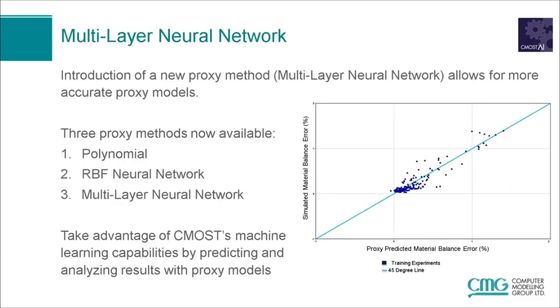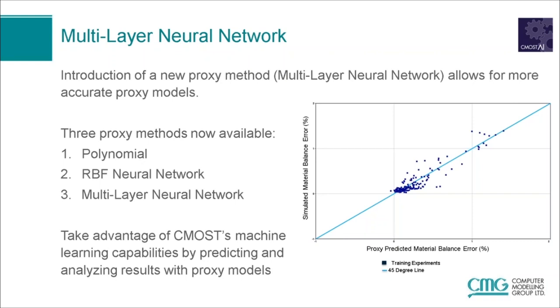So the first option that we'll talk about plays into the machine learning role of CMOST AI, which is multi-layer neural network. And this is an additional method that we have of generating a proxy in the CMOST AI assisted workflows, such as history matching and optimization. So CMOST AI now has 3 proxy models available to help determine the outcome or the effect of changing parameters on objective functions. The first one is polynomial. The second one is RBF neural network. And the third is, of course, the newest one that we're talking about now, which is the multi-layer neural network.